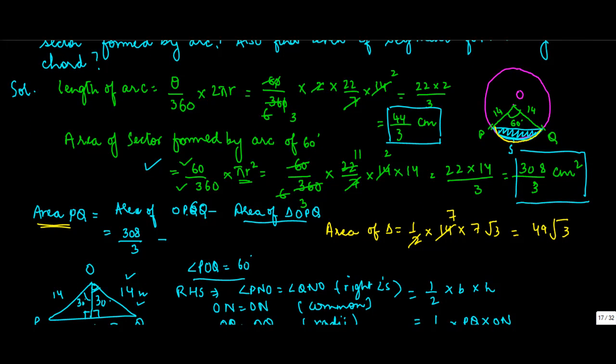So the area of the portion PQ was this portion. We said this area is equal to area of the sector less area of the triangle. So area of the sector was this, less area of the triangle. So 308 minus 3 into 49 root 3 will give you 147 root 3. So this is basically the area of the portion PQ. You can solve it further if you like. But this is the area of the shaded portion.